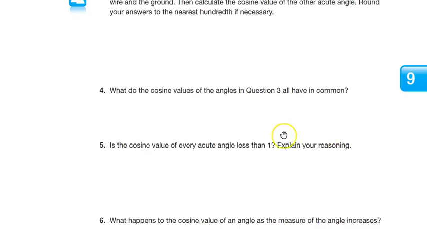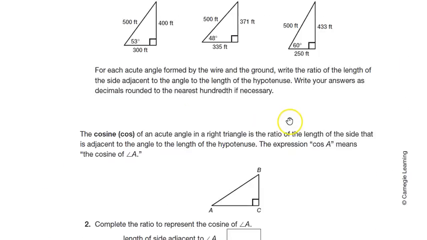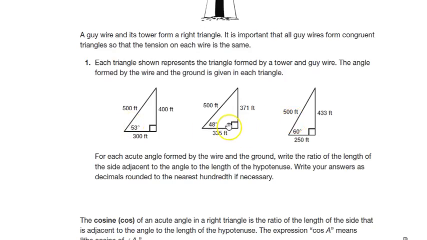You're going to explore just like we did before, and you're going to figure out what happens to the cosine value of an angle as the measure of the angle increases. So if you look here, the angle is increasing. As we increase this angle from 48 degrees up to 53 degrees up to 60 degrees, they're fixing here the hypotenuse at a fixed 500.